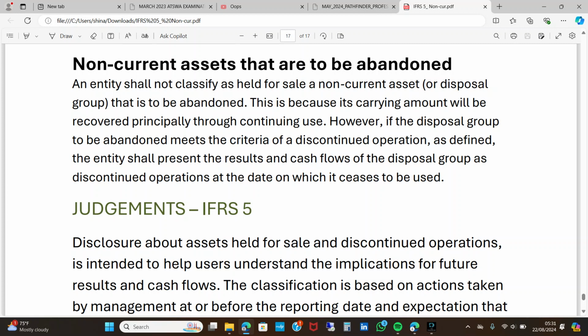Please note that if you are abandoning a non-current asset, normally you should not classify it as what? Held for sale. Because like I told you, held for sale means that we intend to what? Sell. So for a non-current asset that is to be abandoned, you don't classify it as held for sale. But if that non-current asset that is to be abandoned meets the definition of a component of an entity under discontinued operation, remember I said the component is what? A separate major line of business or geographical area of operations. In that scenario, you can now classify that as what? A discontinued operation. All right.